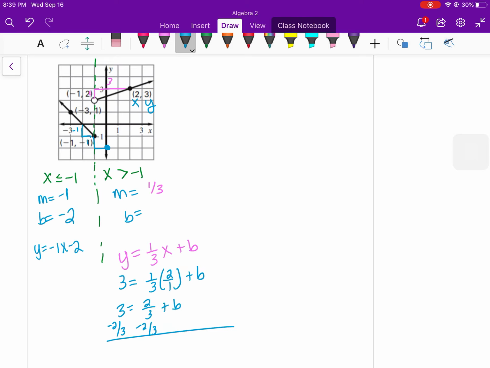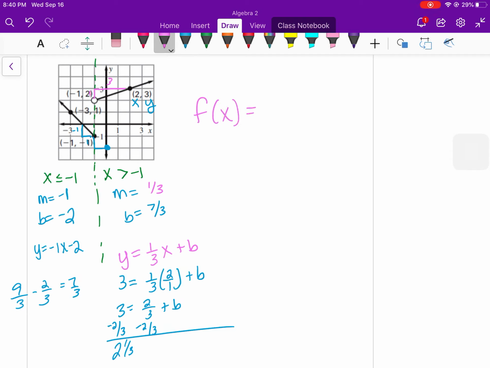So you can either say, well, 3 minus 2/3 is going to be 2 and 1/3 left. Or you can change 3 to 9/3 minus 2/3, and then that's 7/3. So either way, 2 and 1/3 or 7/3. Typically we put it in the equation as an improper fraction, so I'd probably write it as 7/3. Then you're ready to write your final answer.